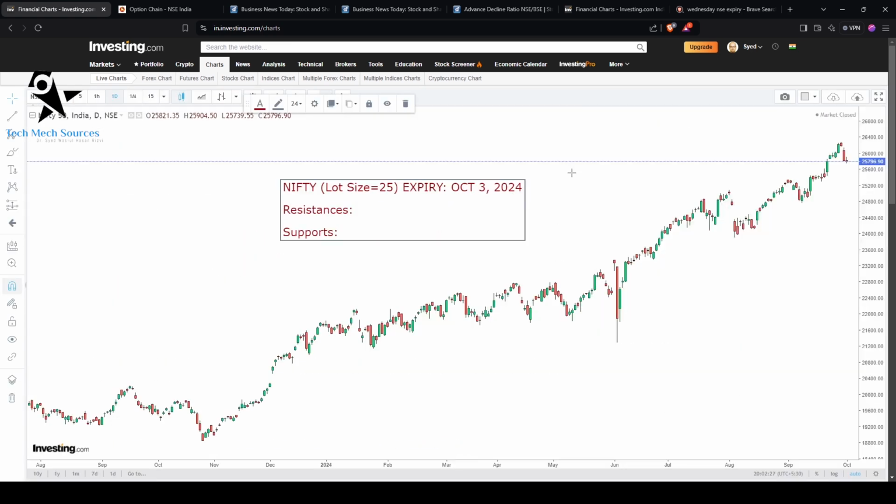I'm going to talk about the 3rd October expiry of Nifty. The lot size is 25, substantial. Expiry is 3rd of October. We'll discuss first about the supports and the resistances.